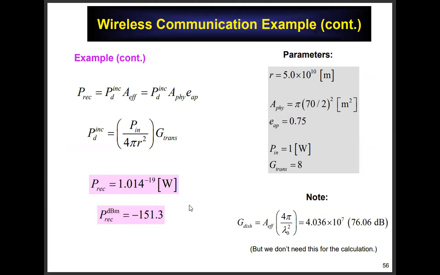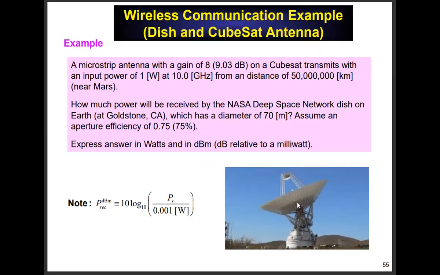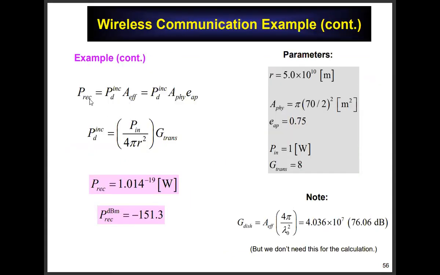All right, so here's the calculation. It's pretty straightforward. Now remember, let me remind you one more time, all these calculations and formulas assume an optimum match. I'm assuming this big dish ultimately goes to a matched load. So the power received is the power density incident, in watts per square meter, coming from this CubeSat 50 million kilometers away, hitting the dish, times the dish's effective area, A effective.